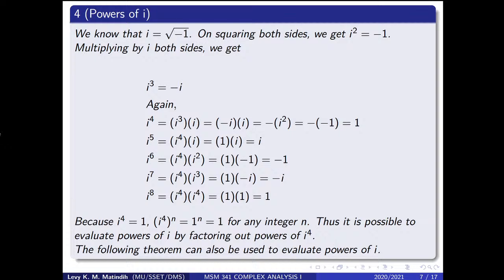Let's look at 6. When you divide 6 by 4, what you're going to get is 1 remainder 2. The remainder is 2, so i to the power 6 is the same as i to the power 2. Now, i to the power 2 is equal to negative 1. That's why you're able to see here, i to the power 6 is equal to negative 1.